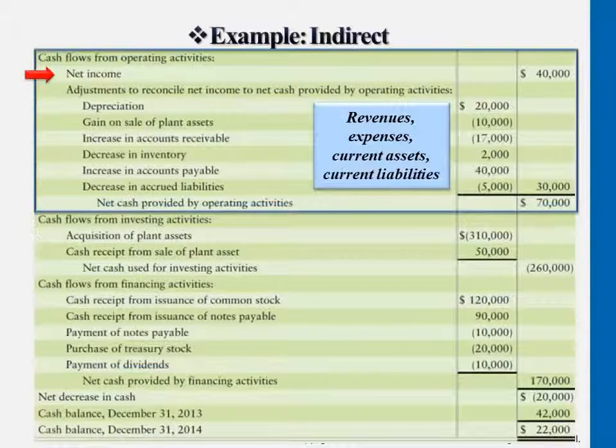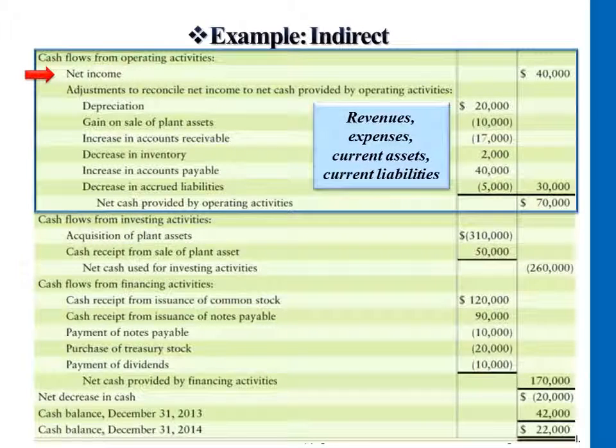Okay, let's take a look at the entire statement of cash flows, just to glance at what it looks like. The upper part relates to all the operating activities cash flows. See, I put a red arrow there? We would always start from net income under the indirect method of the statement of cash flows. We're only going to go over the indirect method. This is actually the most popular in the business world.